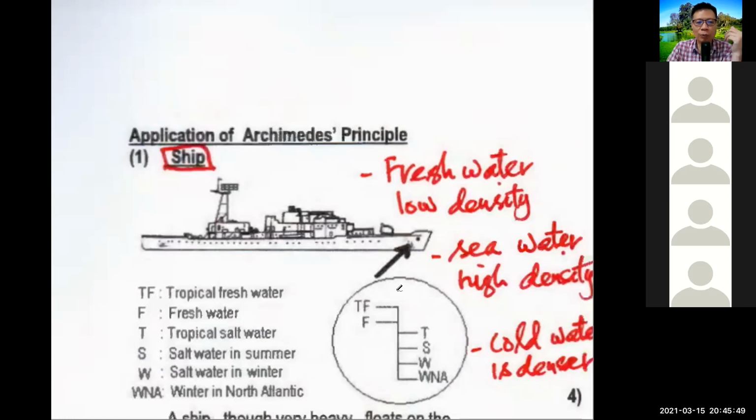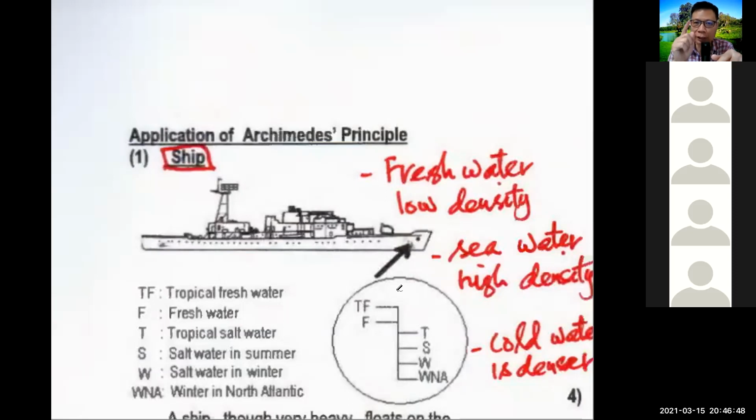Why does the ship sink the deepest in tropical fresh water? Because the density of the water is very, very low. In a river like in Malaysia, or in Brazil, which has the same tropical weather as us, the Amazon River. Here in Malaysia we don't have big rivers, so not many big ships can come into Malaysia. But a country like Brazil has the Amazon River, which is like a sea, very, very big. The country built their port, the harbor, near the river, not near the sea. So their port is in the Amazon River.